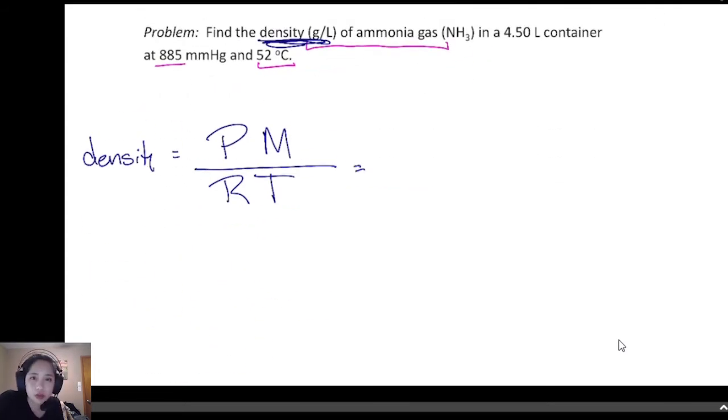So I'm going to just do this all in one step. But remember, our units need to reflect that of our ideal gas constant. So pressure is 885 millimeters of mercury. Need to get that into ATM.